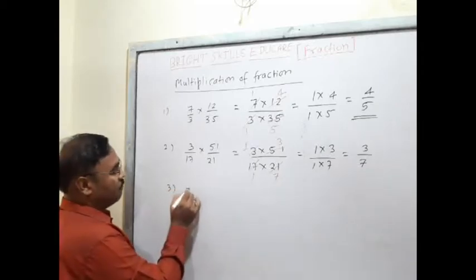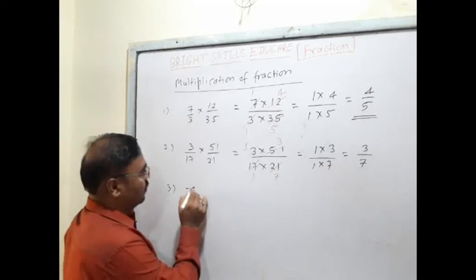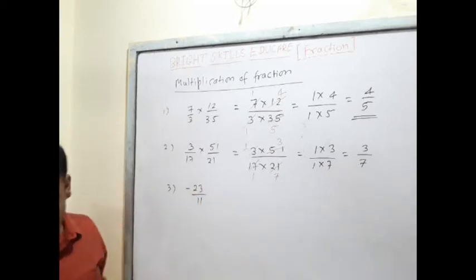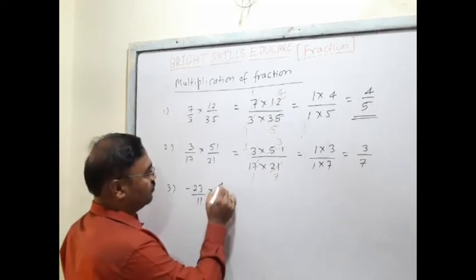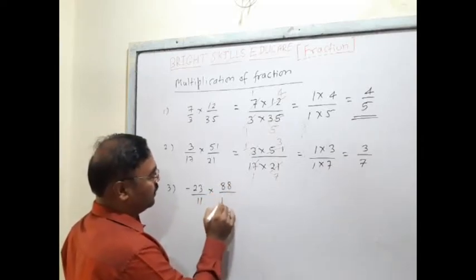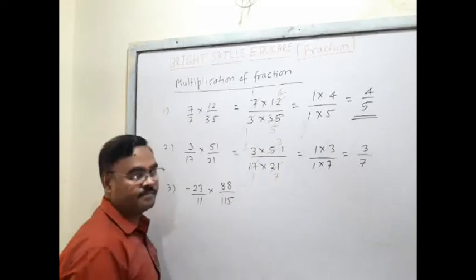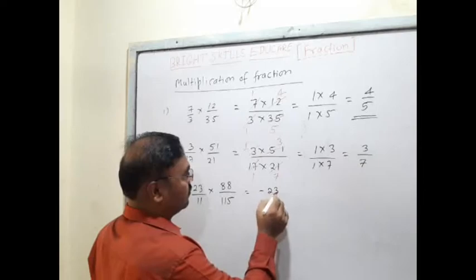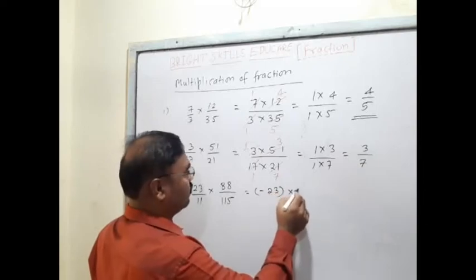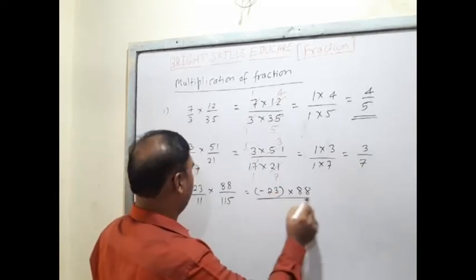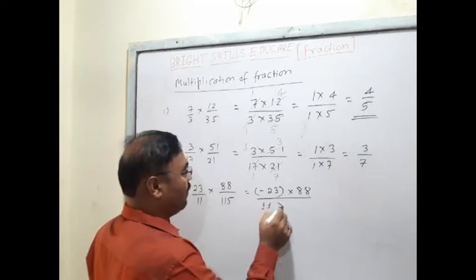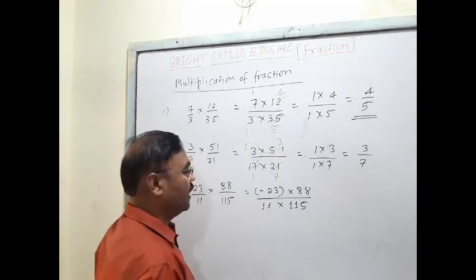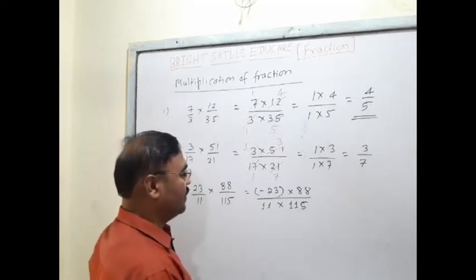Third one is minus 23/11 into 88/115. See students, minus 23 into 88 upon 11 into 115. Let us again do the same thing.